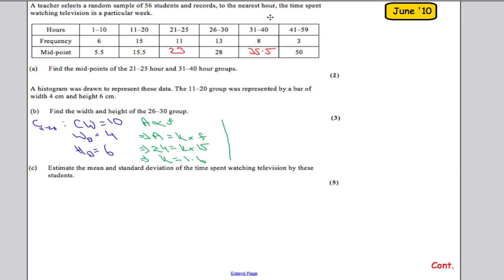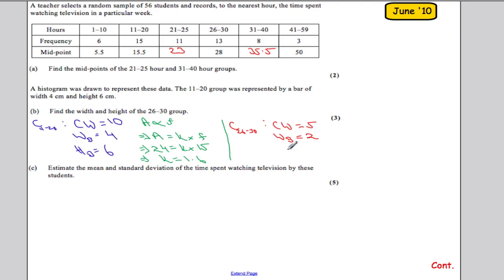So let's go and have a look at the group that we're asked about. Find the width and height of the 26 to 30 group. For the class of 26 to 30, what do I know? The lowest bound is 25.5, the highest bound is 30.5, so the class width is 5. That means the width of the bar, because they're all in proportion: if a class width of 10 had a bar 4 wide, this has a class width of 5, so the bar must be 2 centimeters wide, because they must be in proportion.